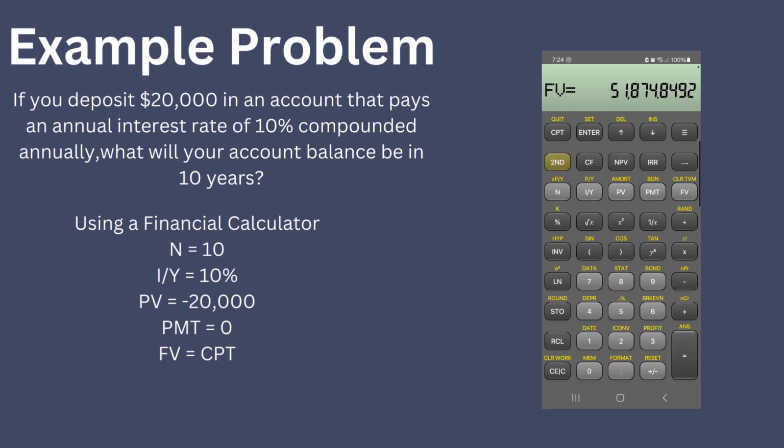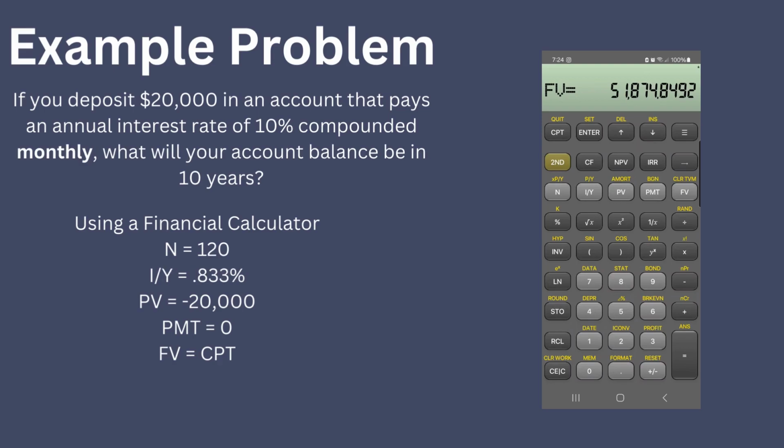51,874. So what we see here is that at the end of the 10 years, the $20,000 we invested is now going to be worth $51,874. Now we're going to go back and see how this would look if we do it monthly rather than annually.